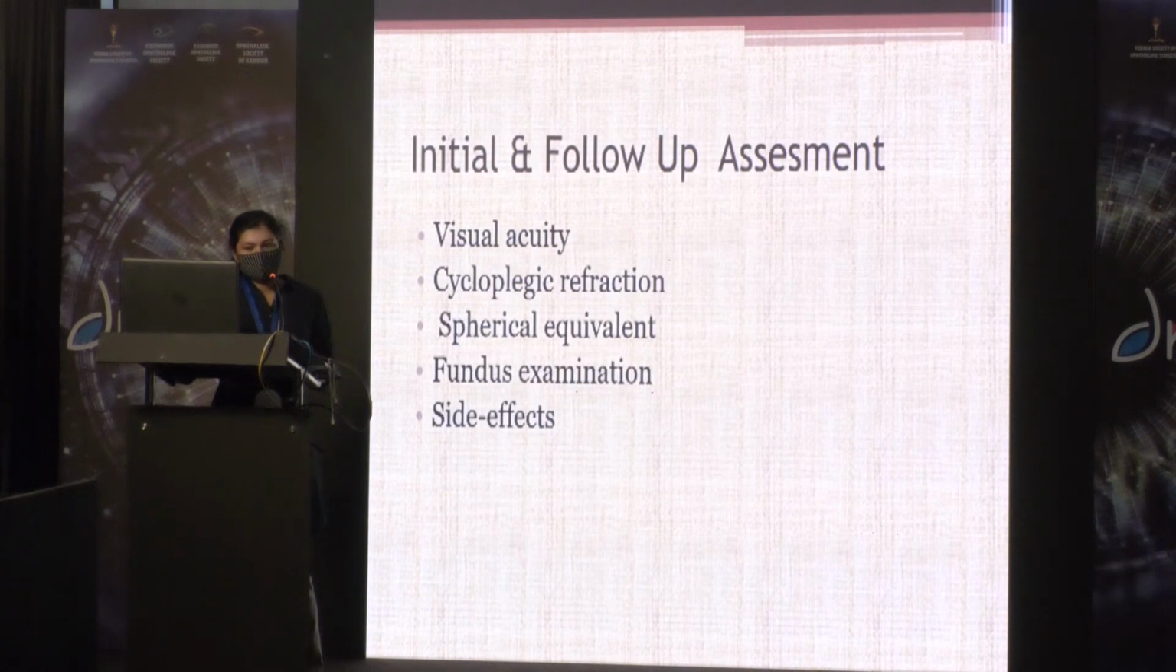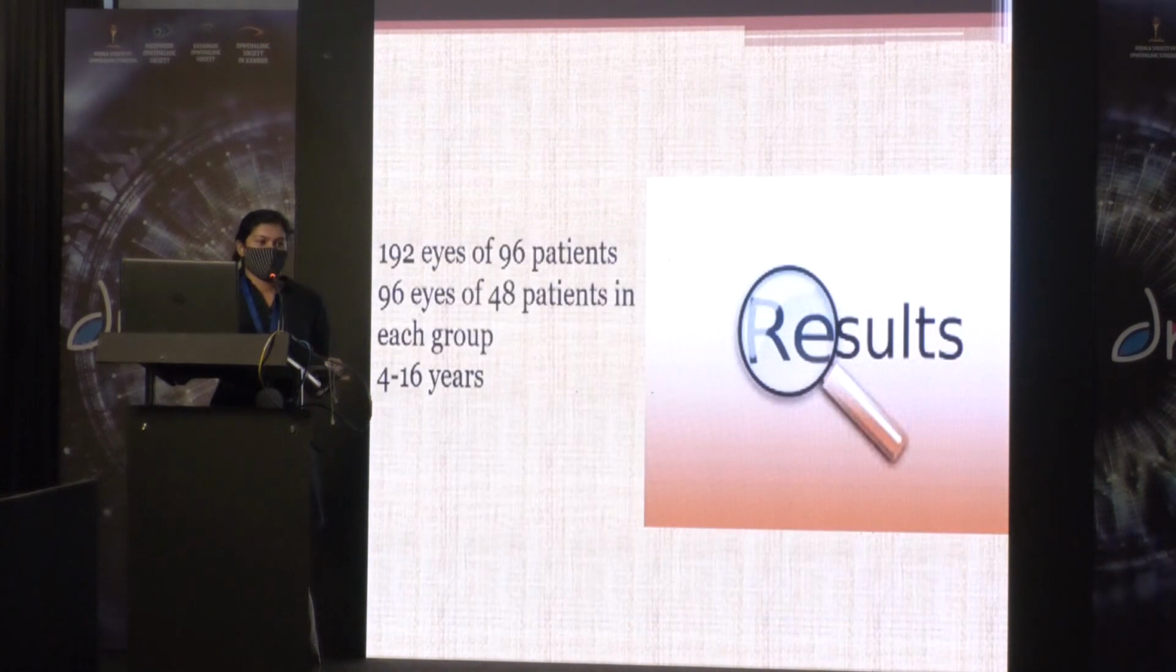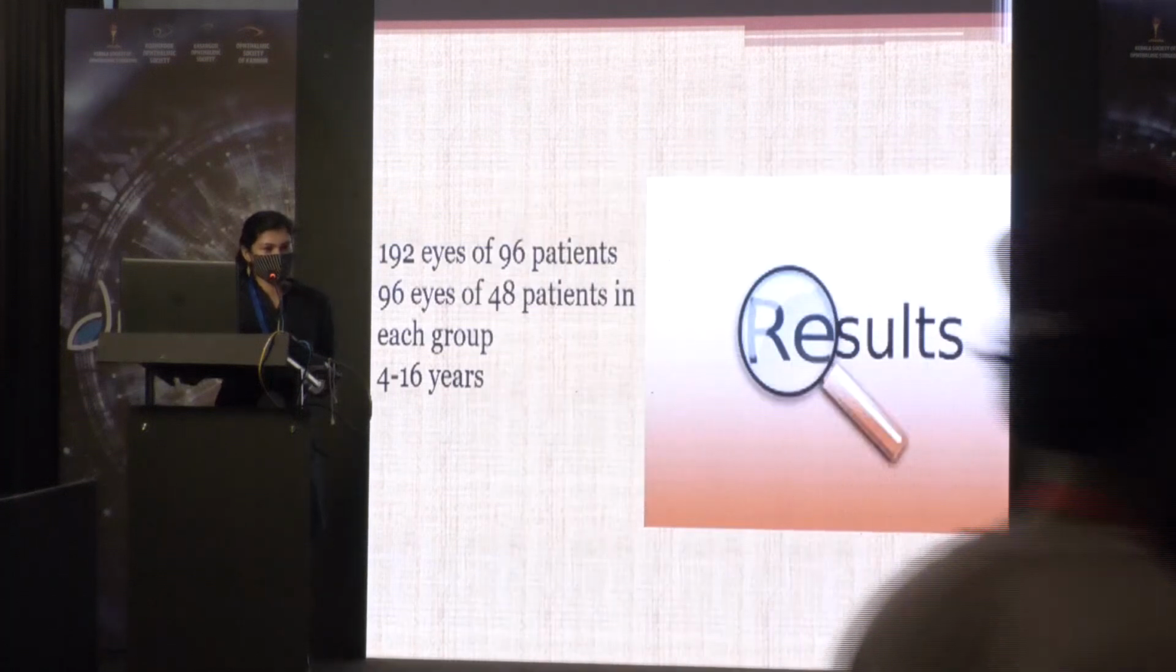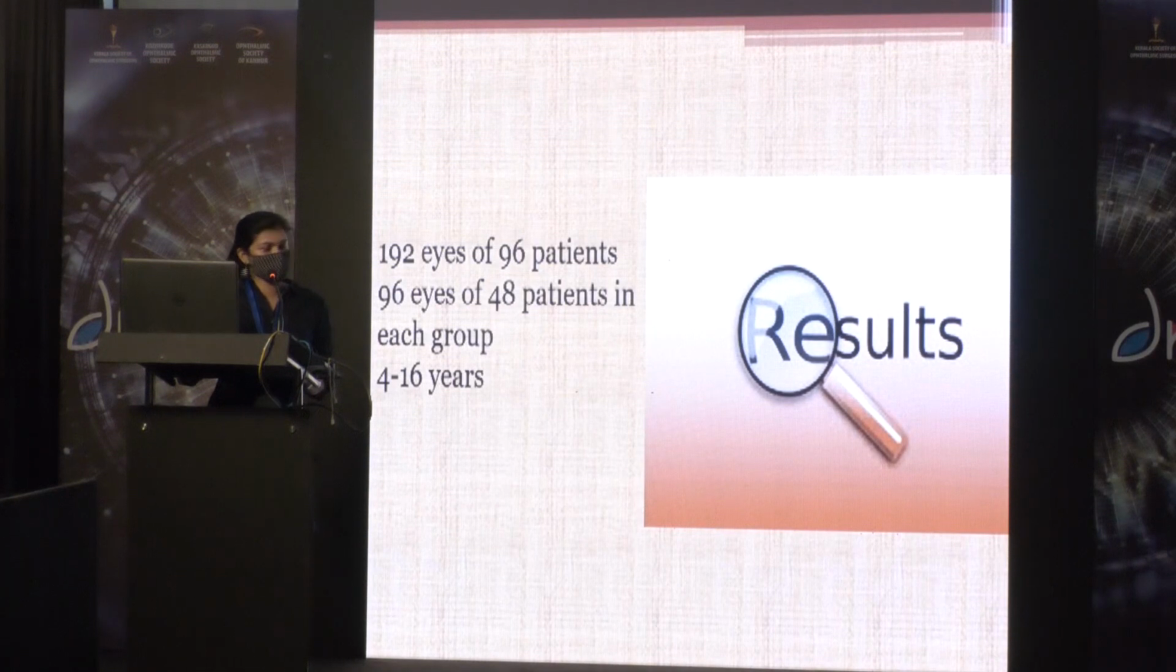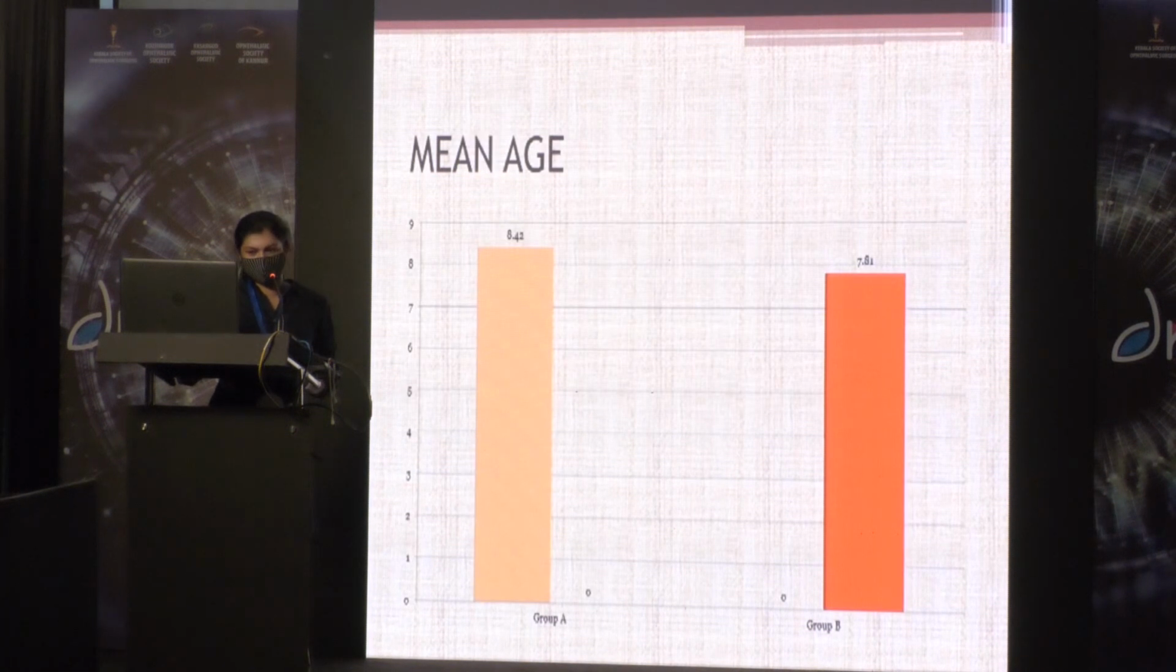At the initial visit and every follow-up visit, that is every 6 months for 1.5 years, the following assessment was done: best corrected visual acuity, cycloplegic refraction, and spherical equivalent, which is calculated as spherical power plus half cylindrical power. Fundus examination was done, side effects were asked for, and axial length was also measured. The results were 192 eyes of 96 patients were studied, that is 96 eyes of 48 patients. Both the groups were comparable in terms of gender distribution as well as age distribution.